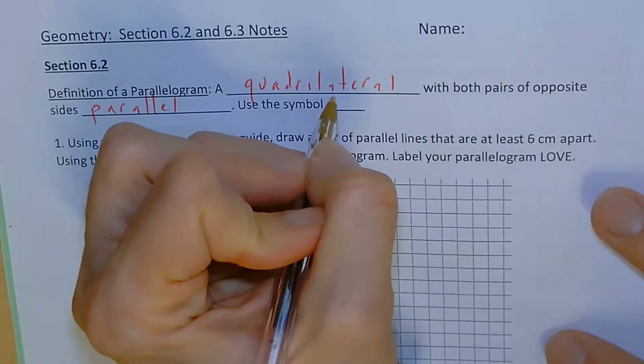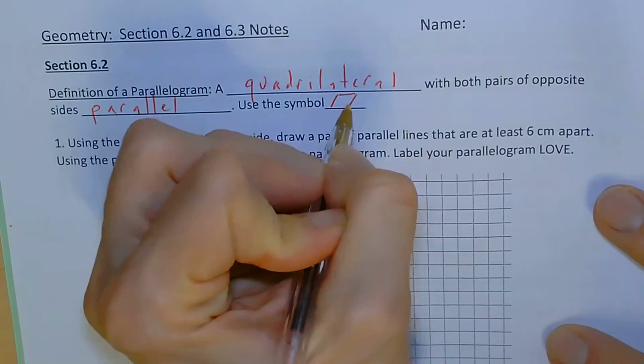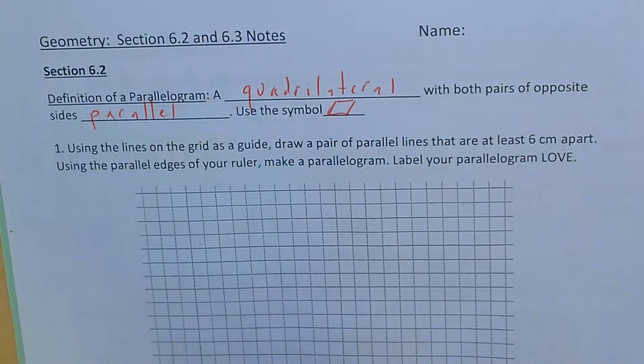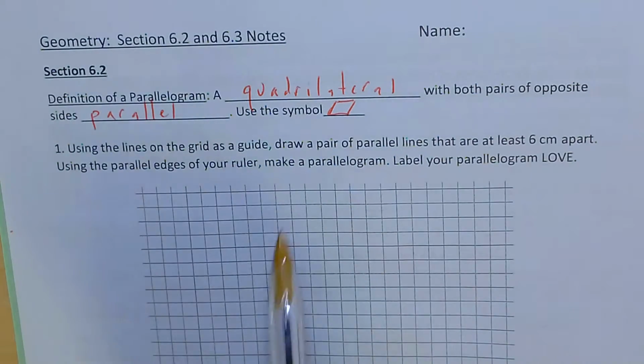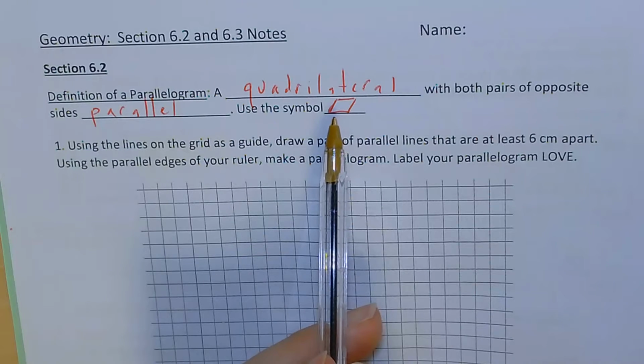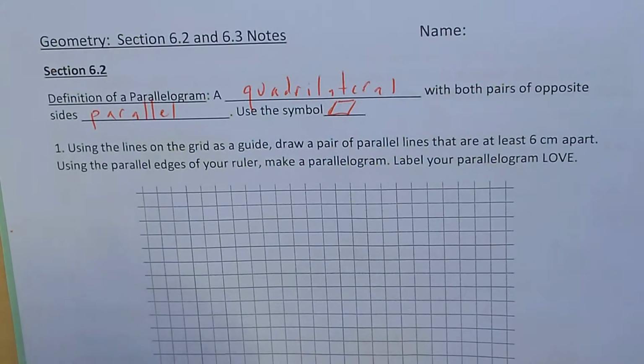For the symbol for a parallelogram, a lot of times people don't like to write it because it's kind of long. So you can actually sketch a little parallelogram, which looks like a rectangle that's kind of leaning. And that symbol is understood to be parallelogram. So if you're lazy and you don't want to write the word parallelogram, you can draw a parallelogram instead.